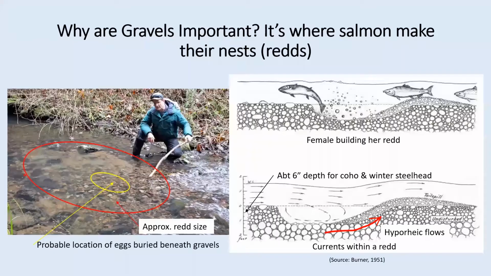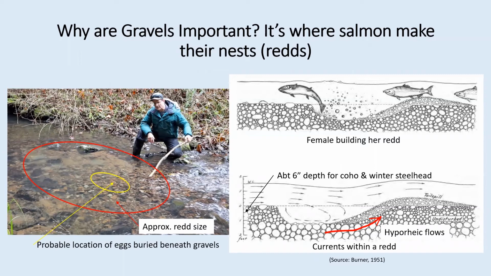And so now we're going to talk about gravels. So why are gravels important? It's basically where salmon make their nests or their redds. So you can put all the large wood and boulders in that you want, but if you don't have a good source of gravels, whether it's natural or augmented by humans, they need a nest to build, to put their eggs in. So you gotta have gravels.